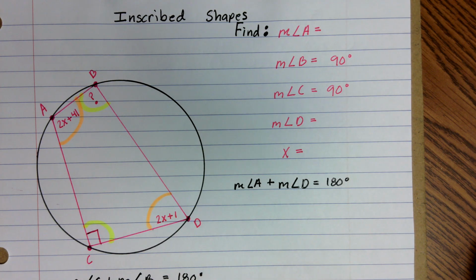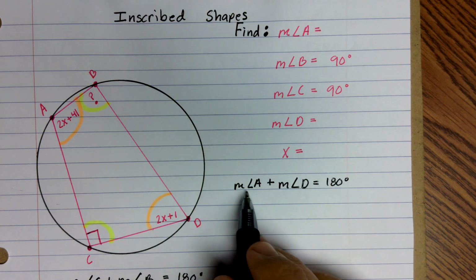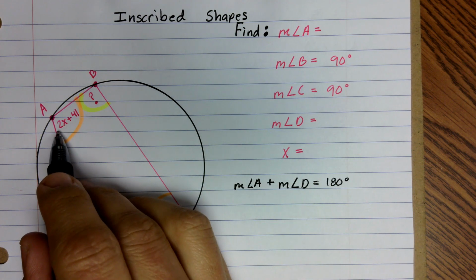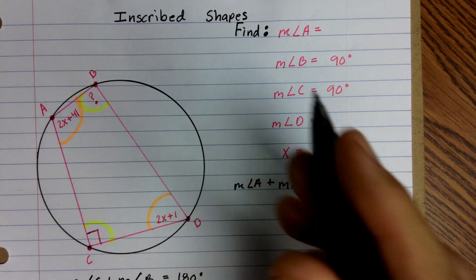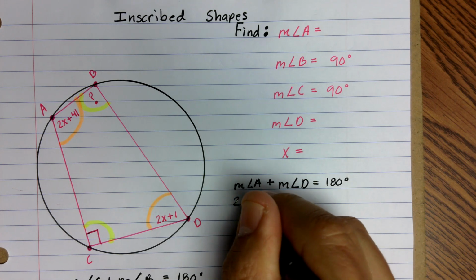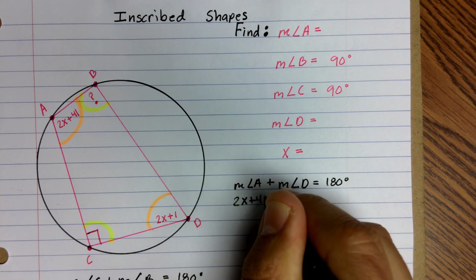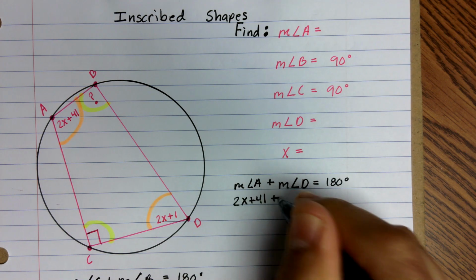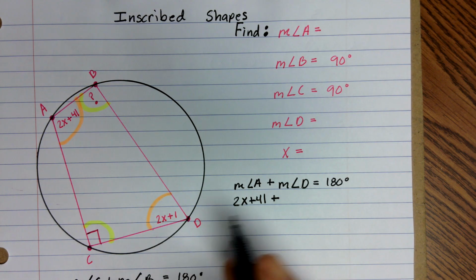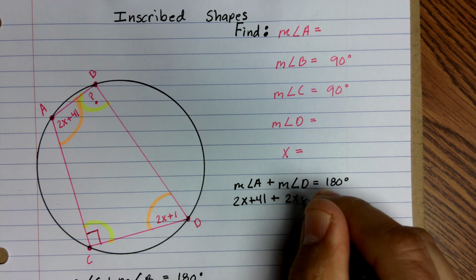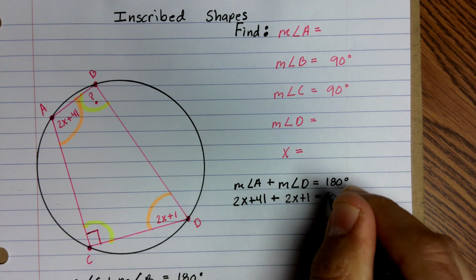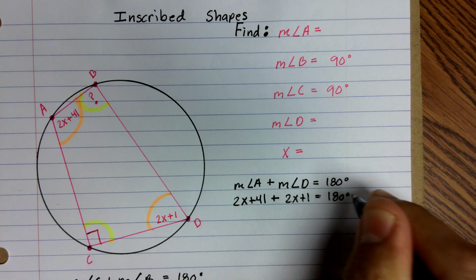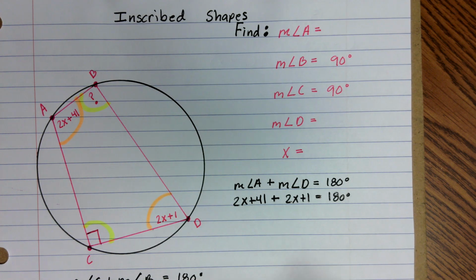So what we know is the information they've given us, and they said the measure of angle A is represented by the expression 2x plus 41. So I'm just going to write right here 2x plus 41. That represents angle A. Plus angle D, which is 2x plus 1, is all going to be equal to 180 degrees. So now we just have to combine like terms and isolate the variable.